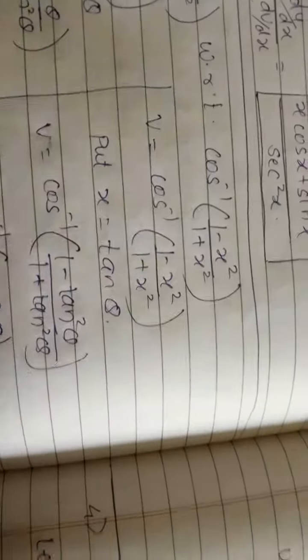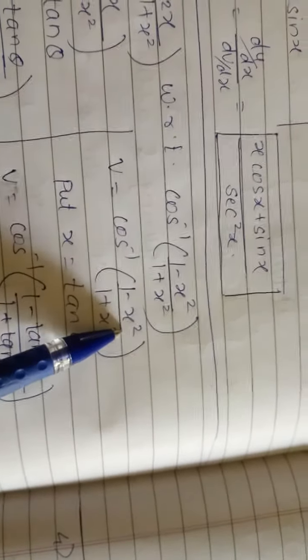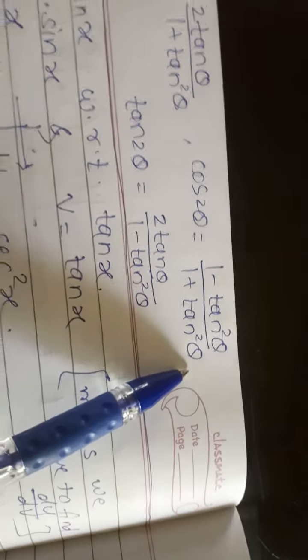सिमिलरली वी गोइंग टू फाइंड आउट द आंसर फॉर द cos inverse ऑल्सो. यहाँ पे भी हम x के लिए tan थीटा ही कंसिडर करेंगे, बिकॉज you know the formula of cos 2 theta that is 1 minus tan square theta upon 1 plus tan square theta.